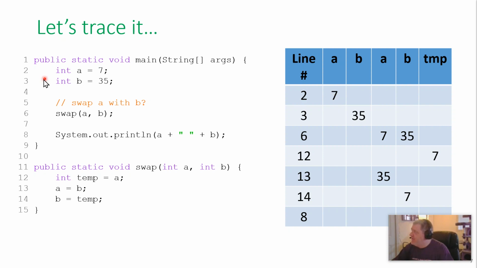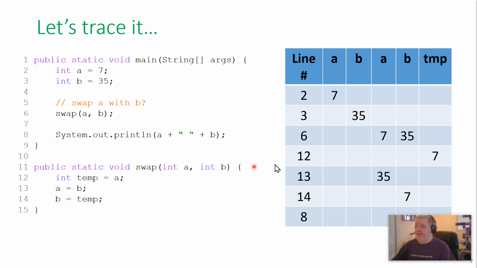Similarly, when line 3 is done executing, I have a new variable B, so I make a column for B, and B contains 35. And then line 4, there's nothing. Line 5, it's a comment, nothing happens. Line 6, I call the swap A, B method. So I call the method that is defined starting at line 11 up to line 15, okay? So when you call a method, you jump to the method.